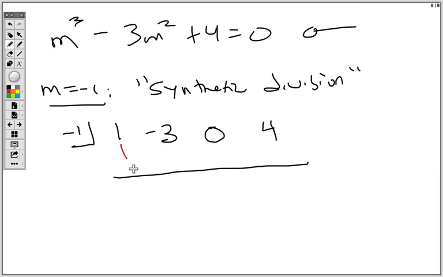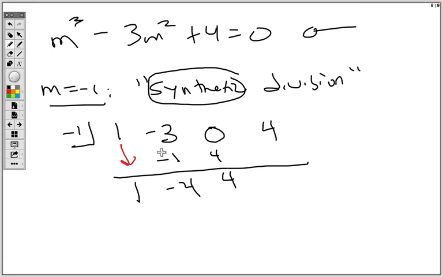So we drop down the 1, and then we multiply and add. The reason this is called synthetic division is because we're always multiplying and adding instead of multiplying and subtracting. So we multiply here, and then we add, and then we multiply here, and then we add, then we multiply here, and then we add. Whatever's in this box ends up being the remainder. And since we get a remainder of 0, we're happy because that means we've actually found a factor.